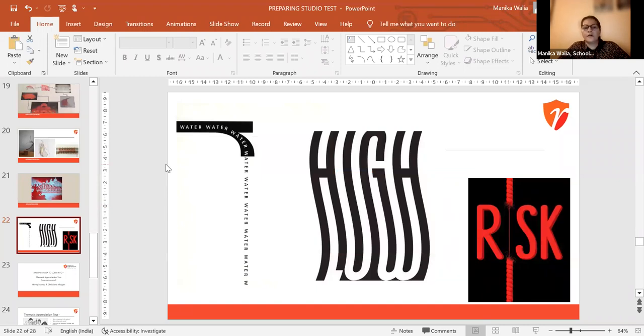Now, something like this, right? You have to say water. Maybe preserve water, conserve water. How do you depict it? So these are the fonts, or these are the type spaces, through illustrations where you have to.